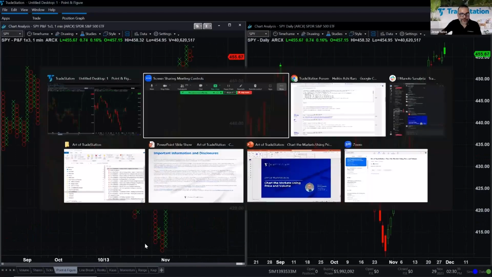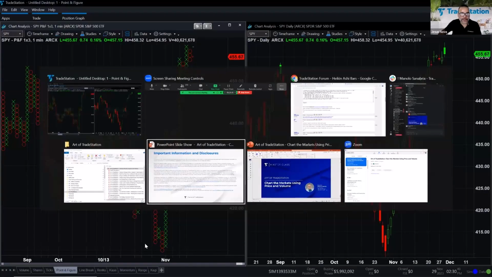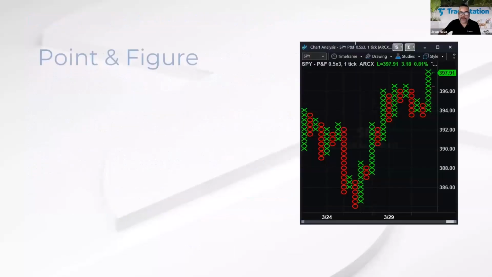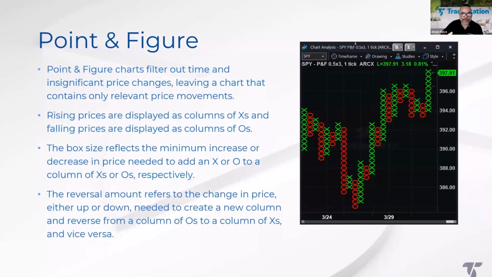Let me switch over to my PowerPoint. I believe I have a point and figure chart here. Okay. This is what the point and figure looks like. And it's going to use X's and O's in order to represent price movement. It's going to use the X's as the prices go up, and it's going to use O's as the prices go down.